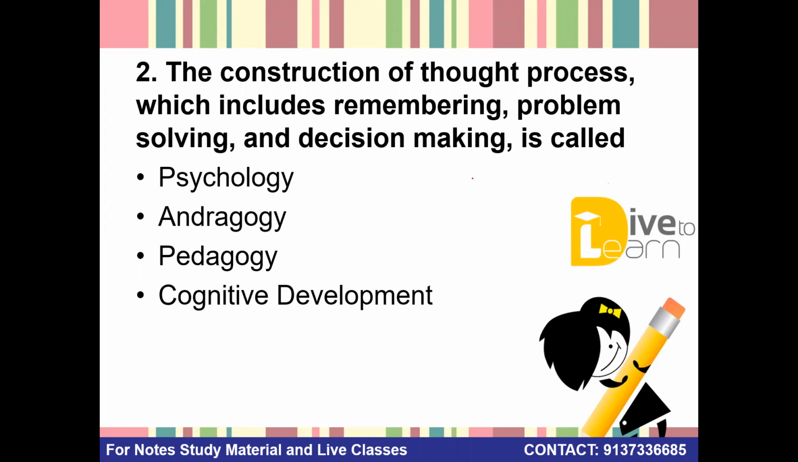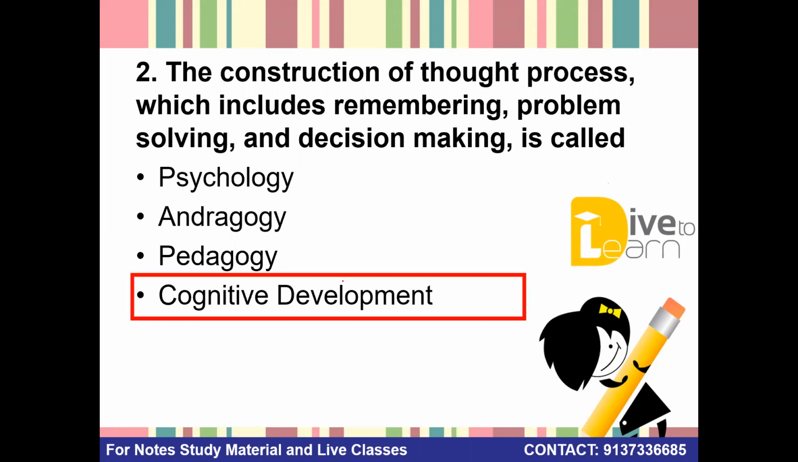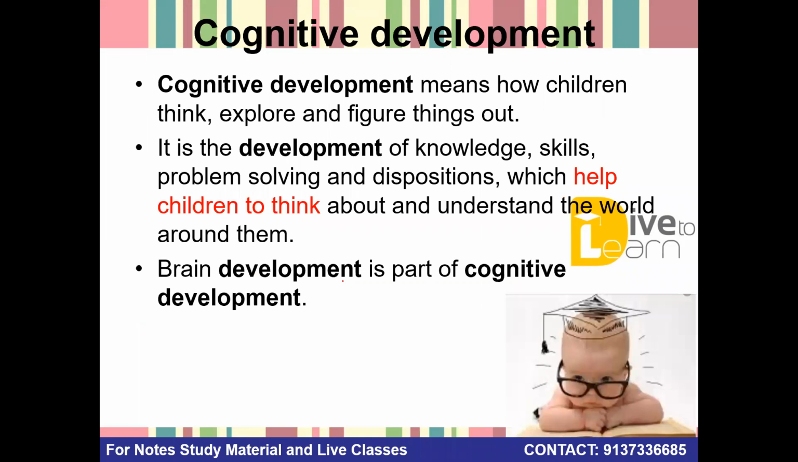All this is cognitive development. Okay. So cognitive development is all of this: problem solving, decision making, how kids are thinking. So cognitive development is the correct answer. Cognitive development means how children think, explore, figure out. Development of knowledge, skills, problem solving, which helps students to think, adjust, understand the world around.